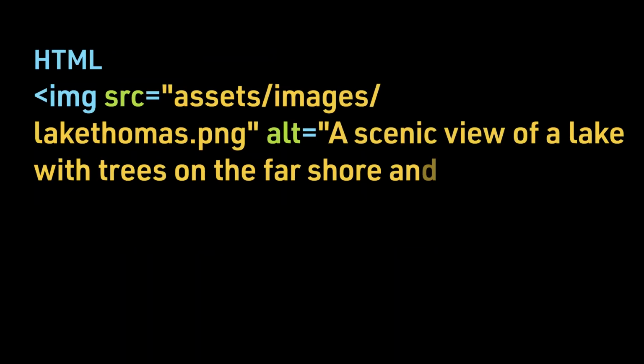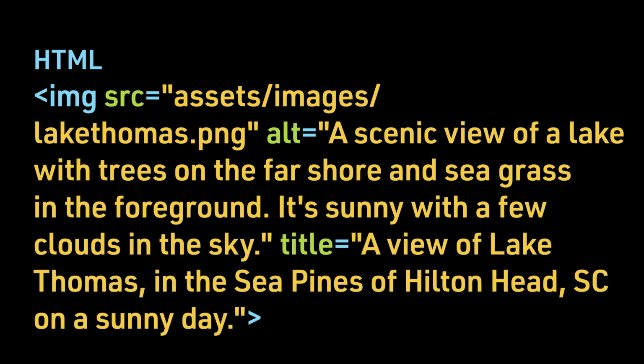Here is an example. Our HTML image element: source equals assets/images/lakethomas.png. Alt equals a scenic view of a lake with trees on the far shore and seagrass in the foreground. It's sunny with a few clouds in the sky. Title: a view of Lake Thomas in the sea pines of Hilton Head, South Carolina on a sunny day.